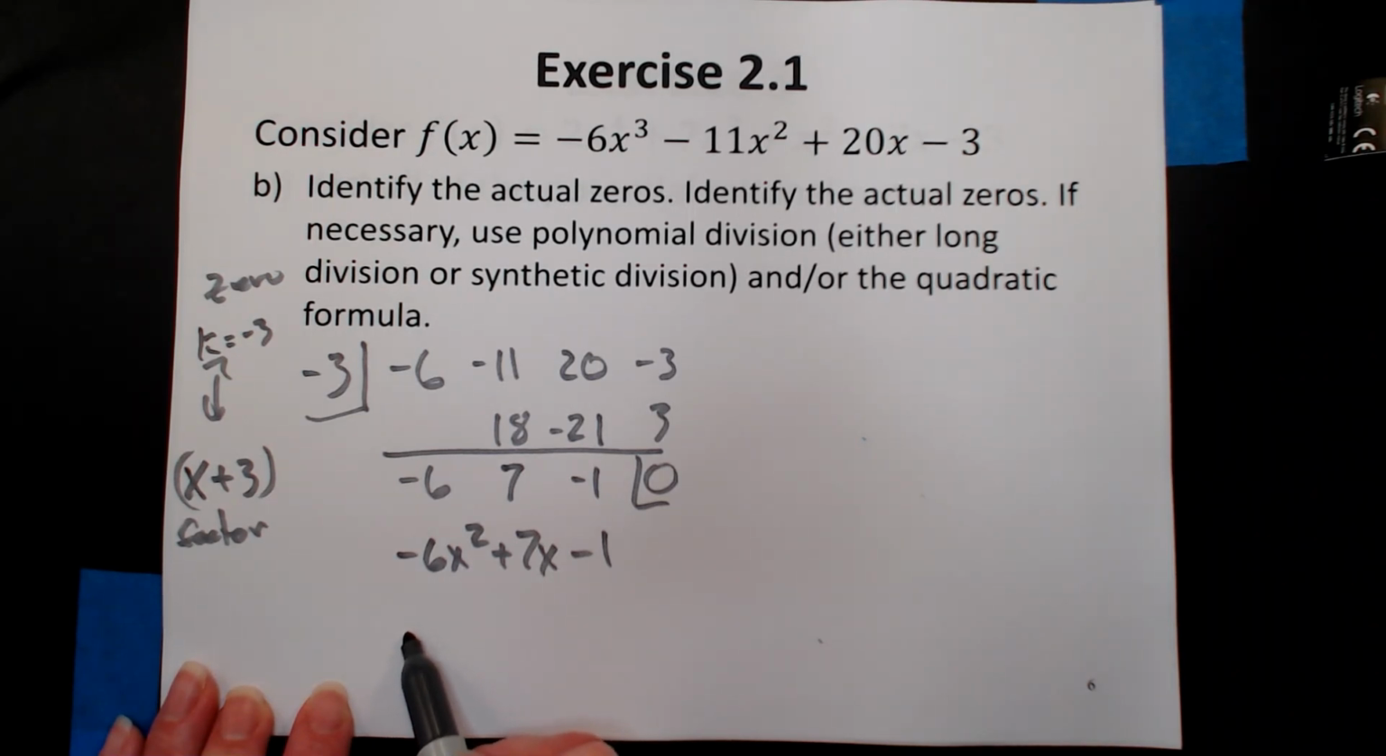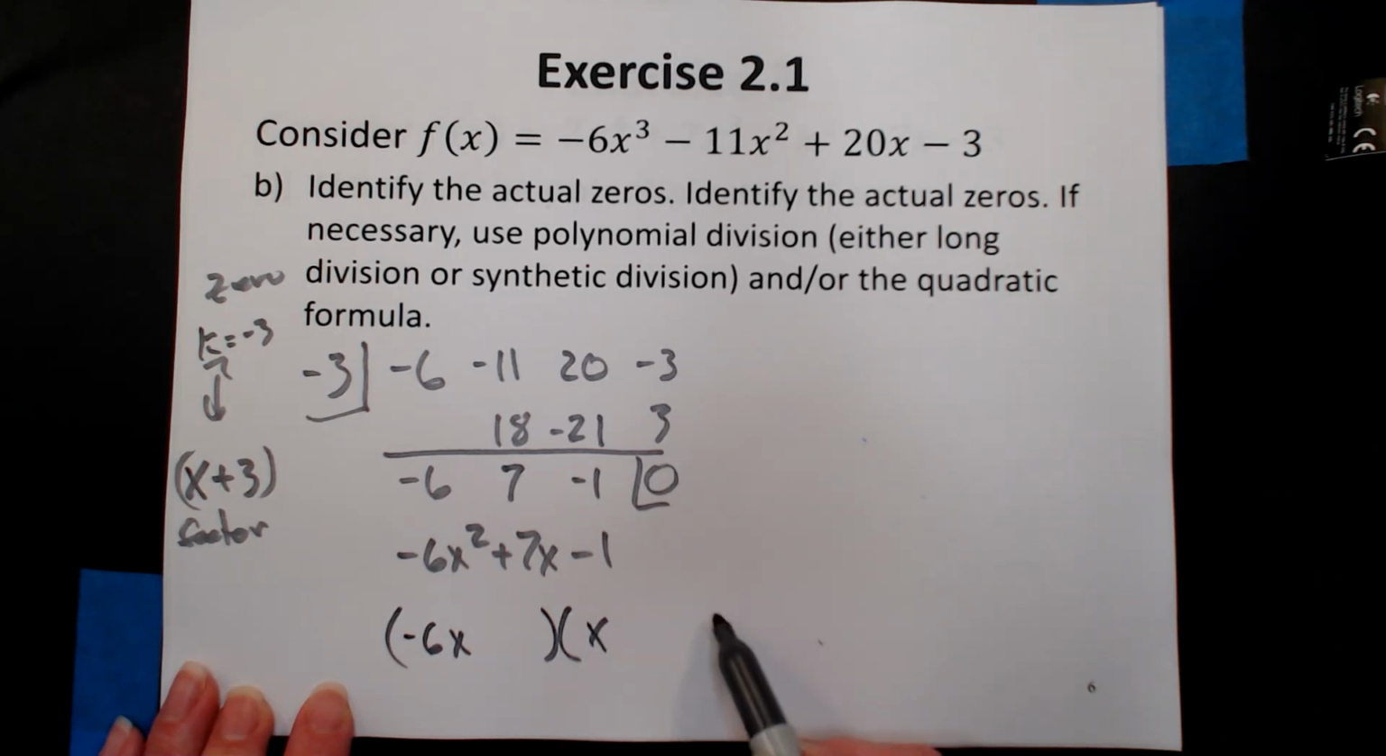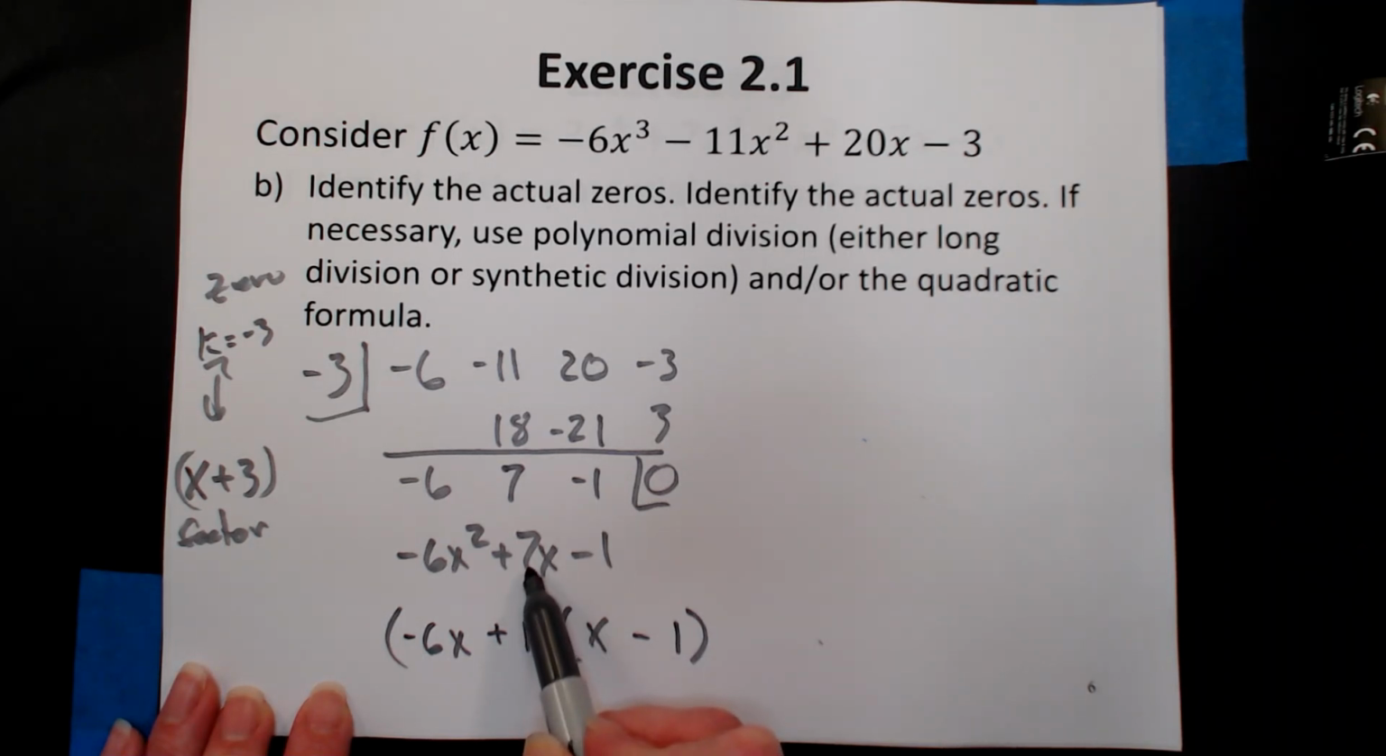So if I had negative 6x times x, and then I multiply negative 6 times negative 1, that would give me positive 6, and this would give me positive x, so that would be positive 6x, positive 1 would give me positive 7 there. So that's one way it can factor.